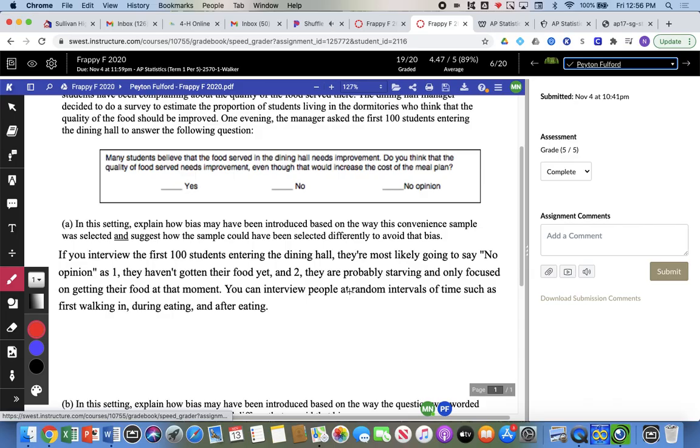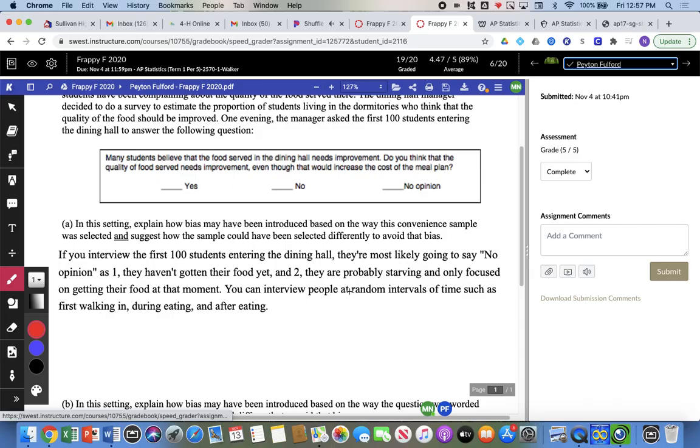It's asking about the first 100 students entering the dining hall, and it says many students believe that the food served in the dining hall needs improvement, and do you think the quality of food needs improvement even though that would increase the cost of the meal plan? The second time you can talk about why that question was a bad question, but right now we're just talking about why picking the first 100 students would be a bad idea.